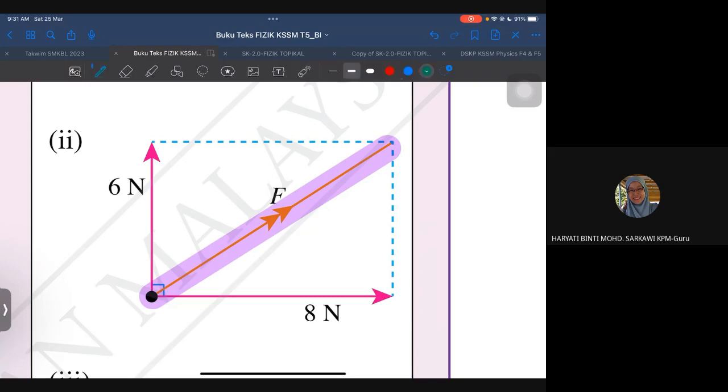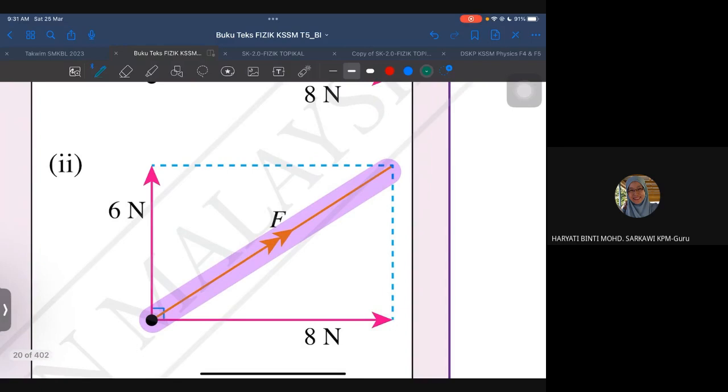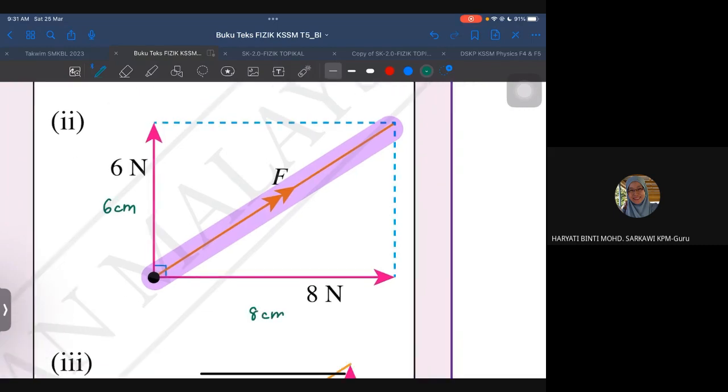So, you need to write your scale first. Let's say 1 cm equal to 1 newton. Okay, so it means that this 6 newton will be 6 cm in length, and then the 8 newton will be 8 cm in length. Right? So you just complete your rectangle, then you draw the diagonal. So you measure the diagonal. Let's say you get 10 cm, so it will be equal to 10 newton.